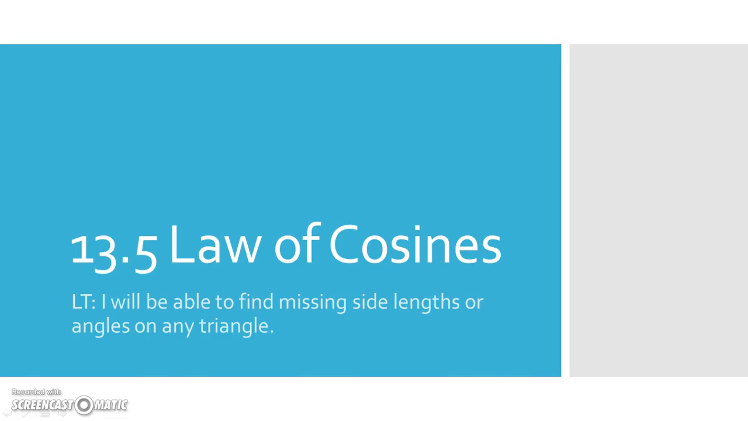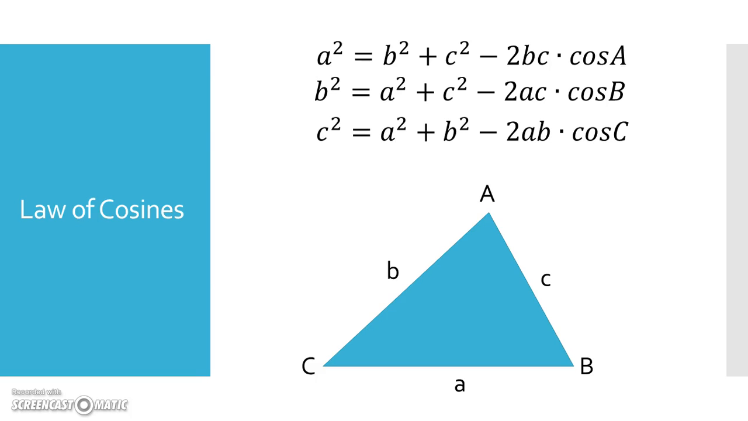Welcome to 13.5, Law of Cosines. We're going to find side lengths and angles of any triangle. So first, Law of Cosines is a squared equals b squared plus c squared minus 2 times b times c times cosine of angle A.